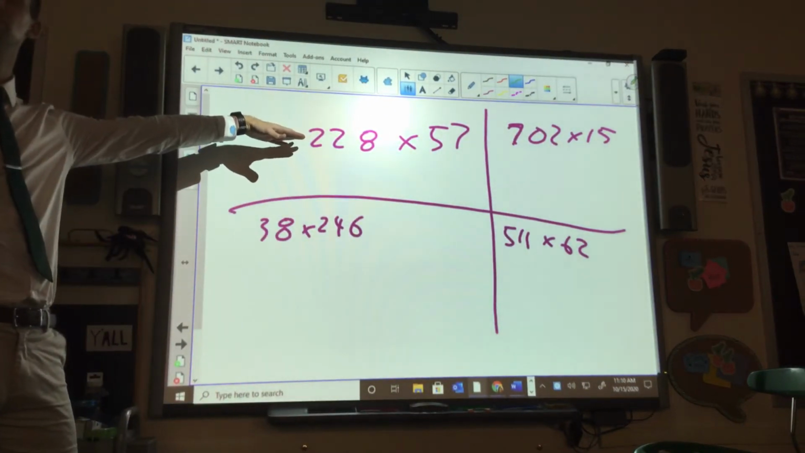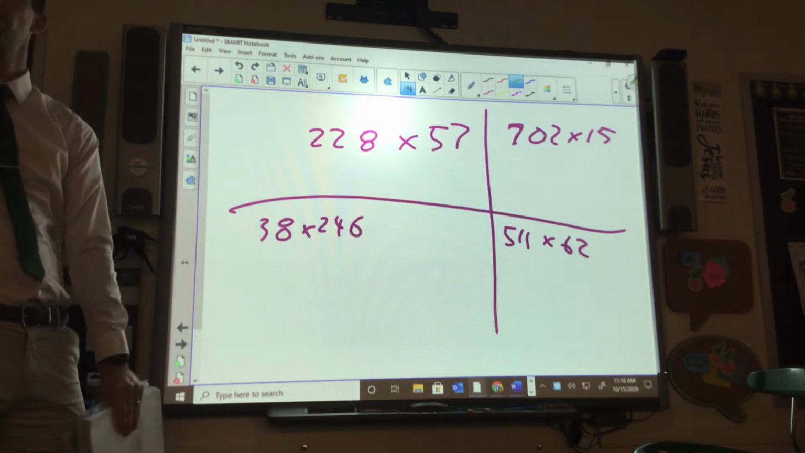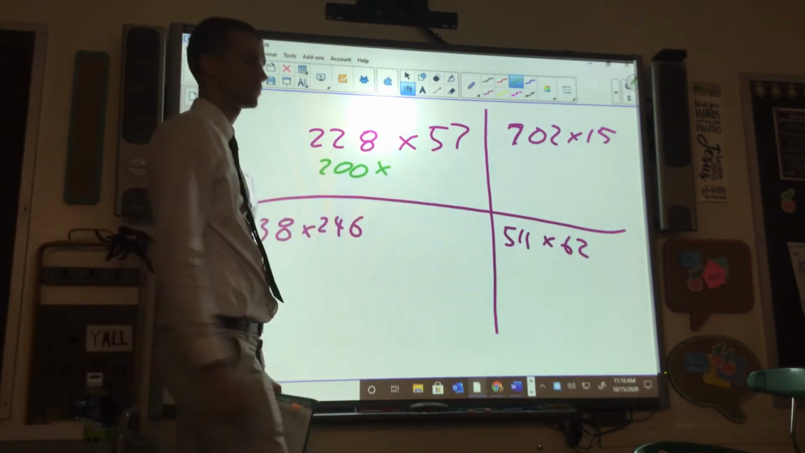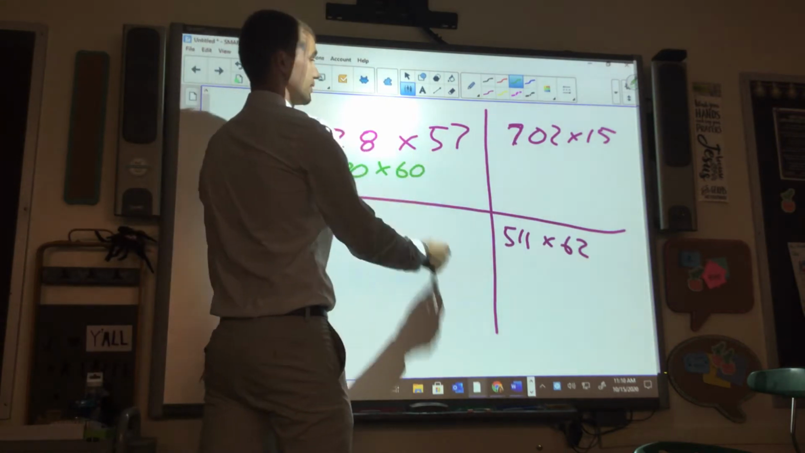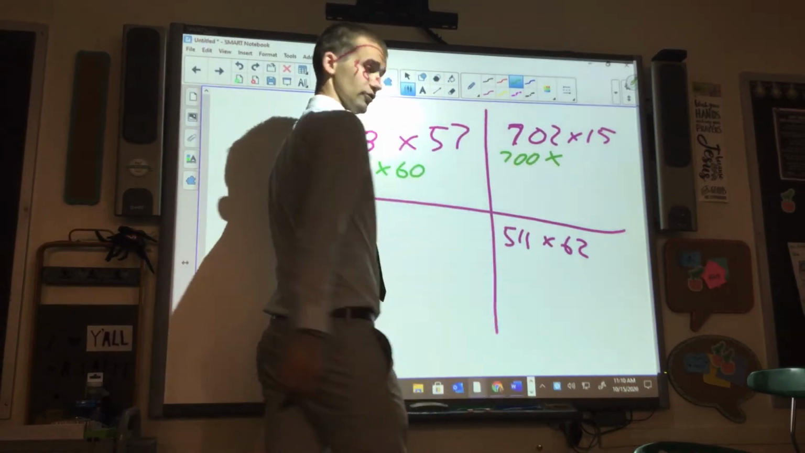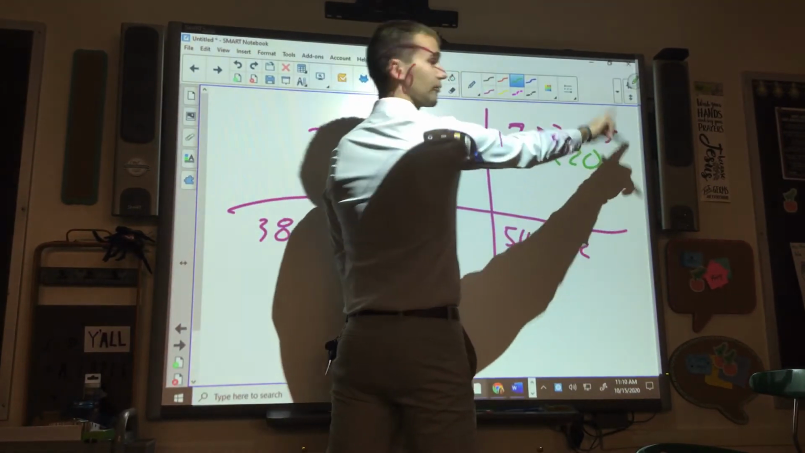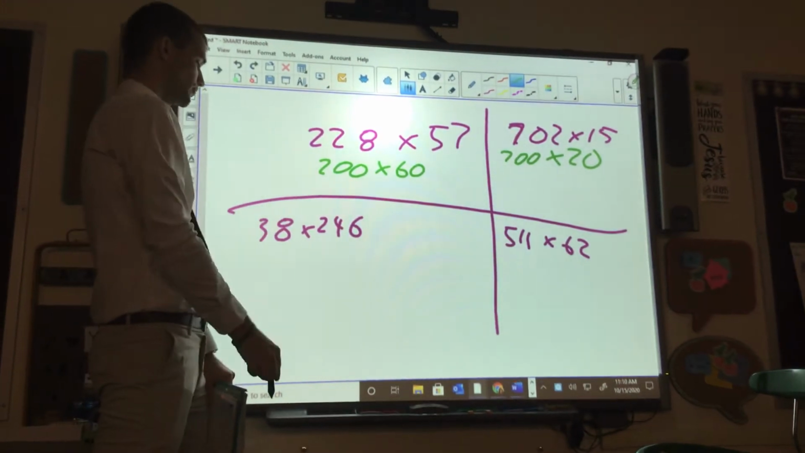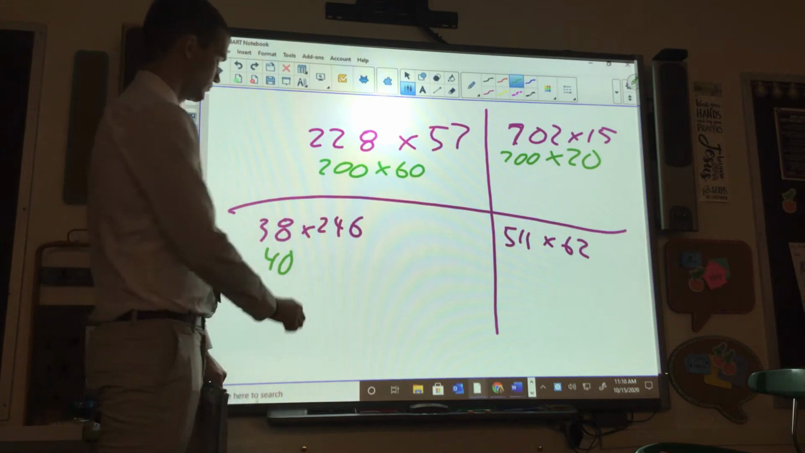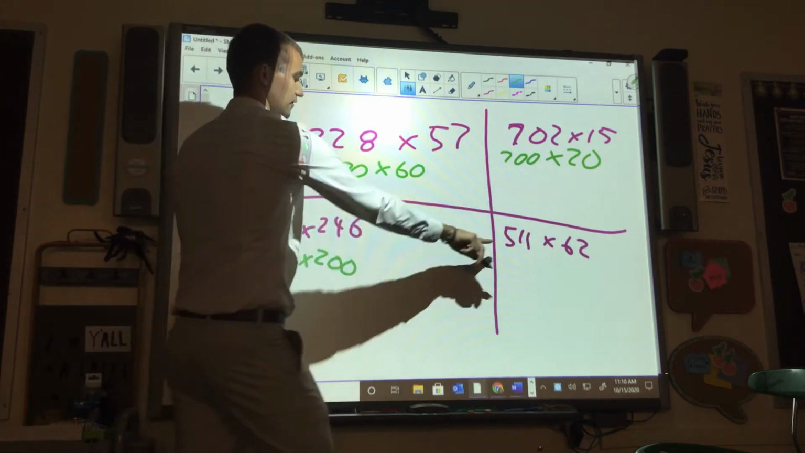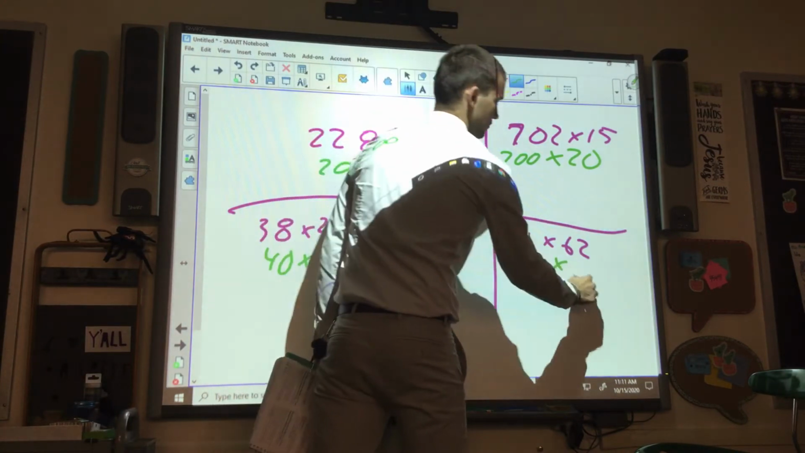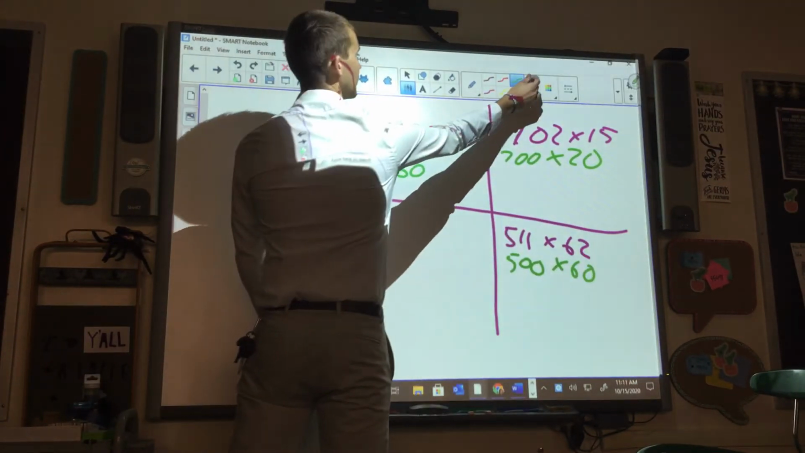228 rounds to 200. 57 rounds to 60. 702 rounds to 700. 15 rounds to 20. Remember, 5 you round up. 38 rounds to 40. 246 rounds to 200. 511 rounds to 500. 62 rounds to 60. Alright, and then answers in blue.